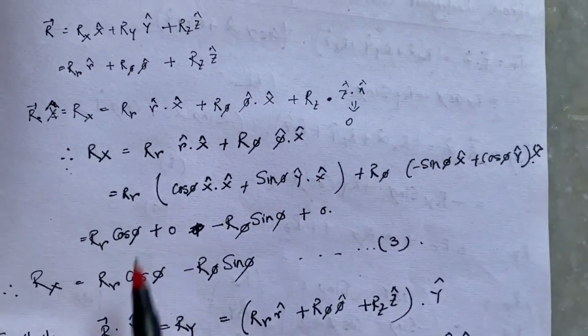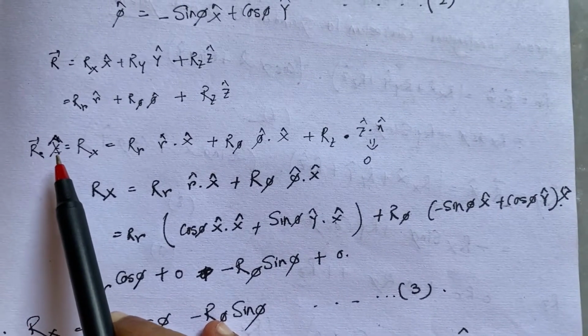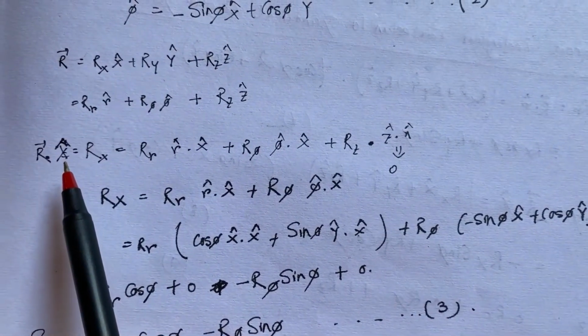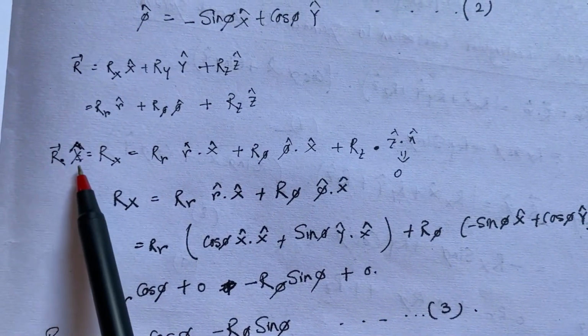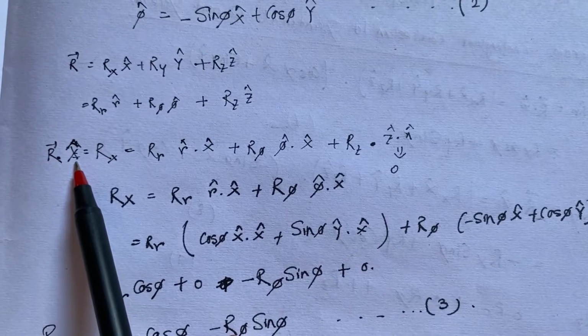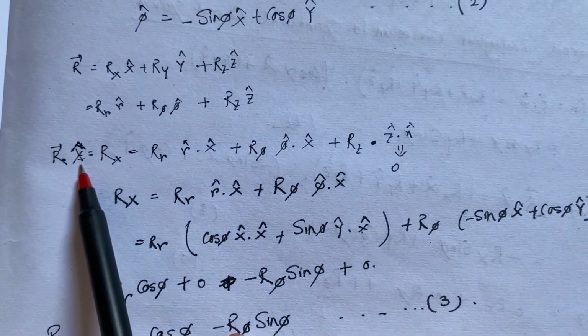If I want to find out Rx, that is the component of R along x direction in the Cartesian coordinate system, I need to simply make a dot product between the vector R and the x unit vector itself, that is R dot x hat. This dot product I'll need.